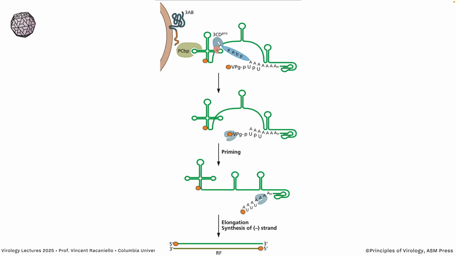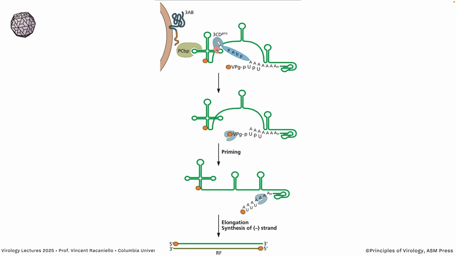And this happens on membranes. So here's the viral RNA. Here is the 5' clover leaf-like structure. And there's VPG on the plus-strand RNA. The RNA is actually circularized. The poly-A tail binds a cellular protein called poly-A binding protein, which in turn binds the clover leaf structure.